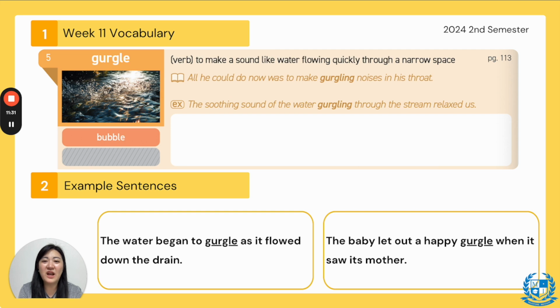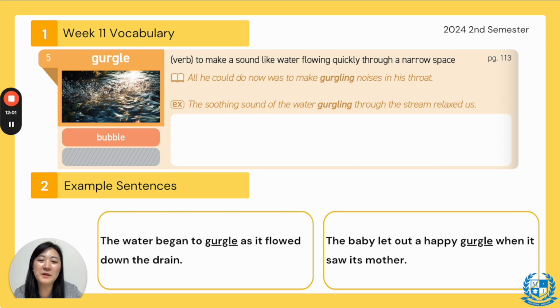So, in the book it says all he could do now was to make gurgling noises in his throat. I can't make it. Next, let's read together. Oops, I almost forgot. 1, 2, 3. The soothing sound of the water gurgling through the stream relaxed us. So maybe you hear this gurgle, gurgle sound in the water and it makes you feel relaxed. I don't know if it would make me feel relaxed, but let's look here.